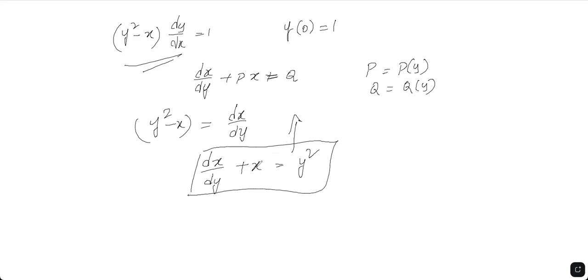Now to find the solution of this, first we have to find the integrating factor. If you compare this, P is equal to 1 and Q is y². The integrating factor is e to the power of integral dy, which is e to the power of y. Integration of dy will be y. So we got the integrating factor.